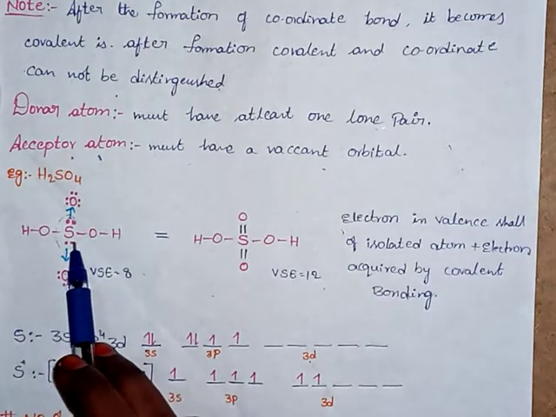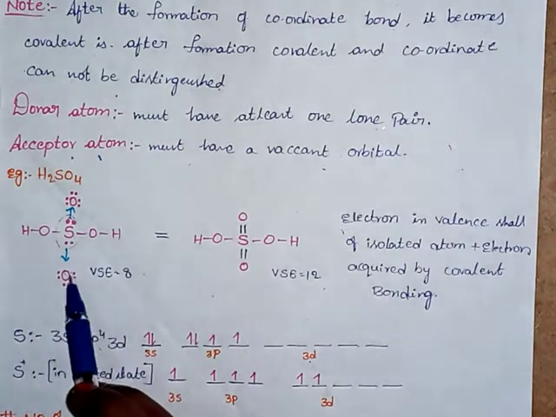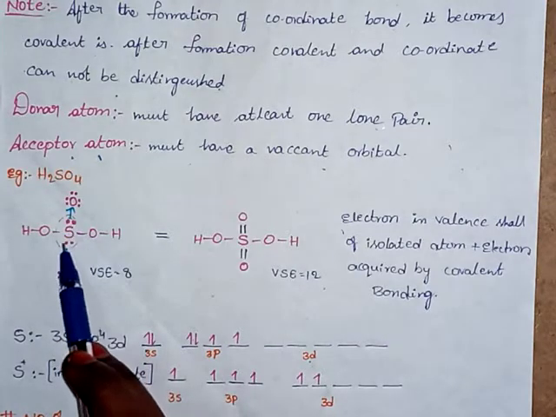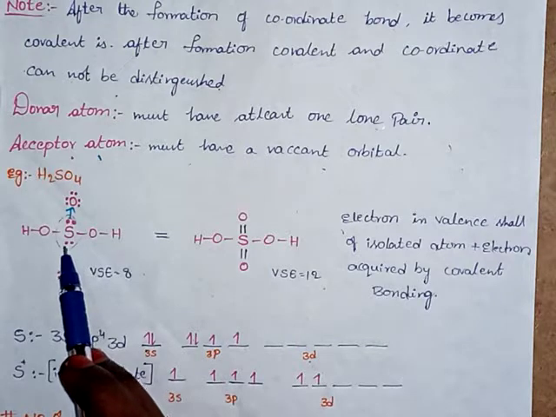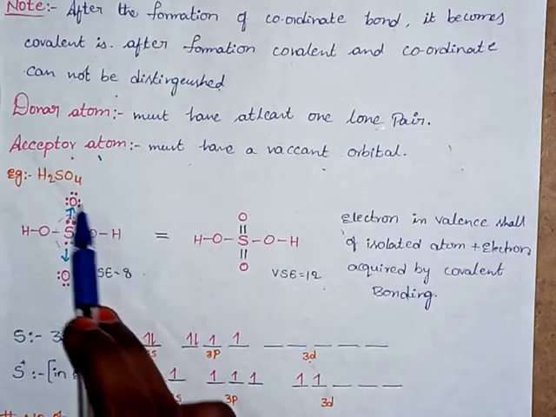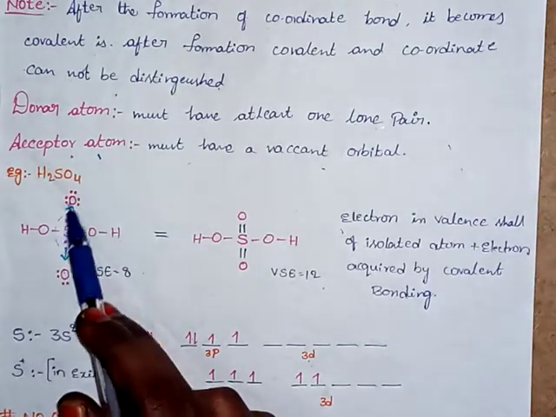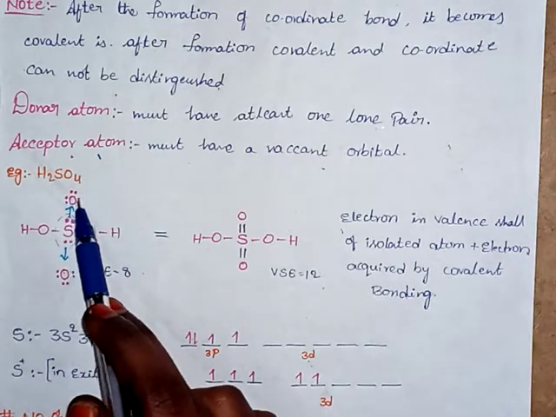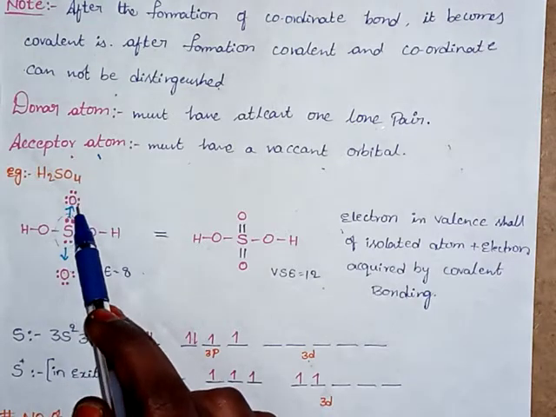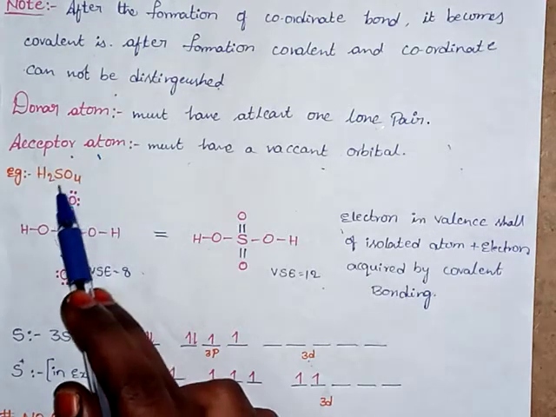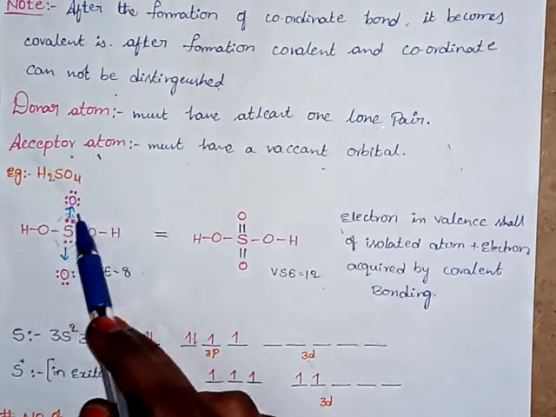Now this sulfur has two lone pairs, here one lone pair, here one lone pair. Then what will sulfur do? It donates a lone pair to the vacant orbital of this oxygen atom. This is a vacant orbital. Oxygen now has 6 electrons, 1 2 3 4 5 6. If the sulfur gives 2 electrons, the oxygen will be fully satisfied, because it follows the octet rule.